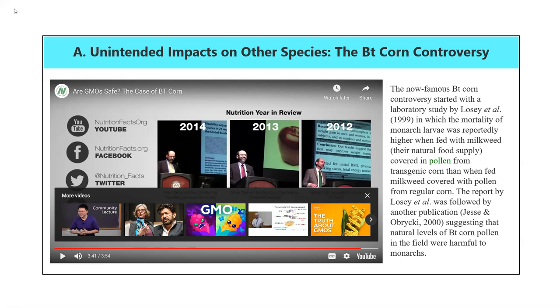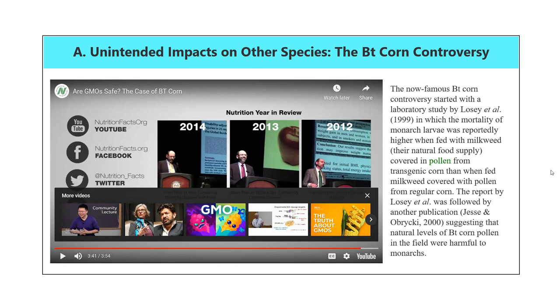So in other words, it has become controversial because of the negative impact it has on these monarch butterflies, which feed on the milkweed near these corns. Okay, so it's because the milkweed covered with pollen was basically altered, and so it has an impact on the monarch butterfly.